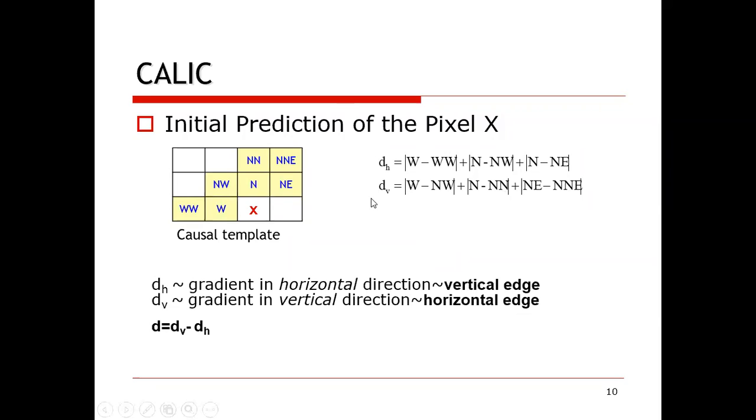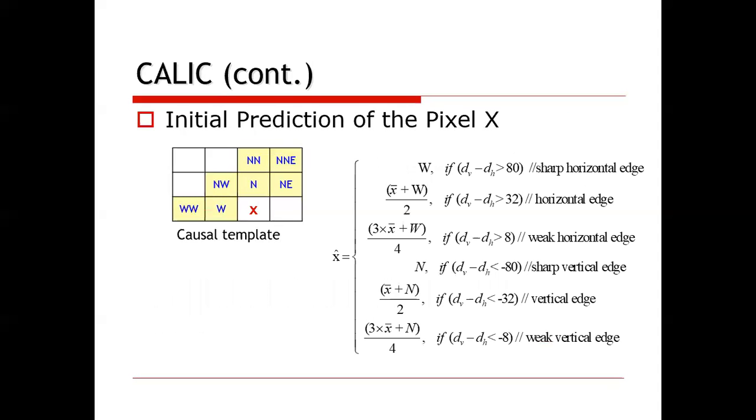In this way, first you will find the gradient in the horizontal direction as well as the gradient in the vertical direction. Then take the difference between the two, dV minus dH, and it becomes d, known as the final gradient. For calculating the initial predictive value of the given pixel X, we will use a pseudocode.